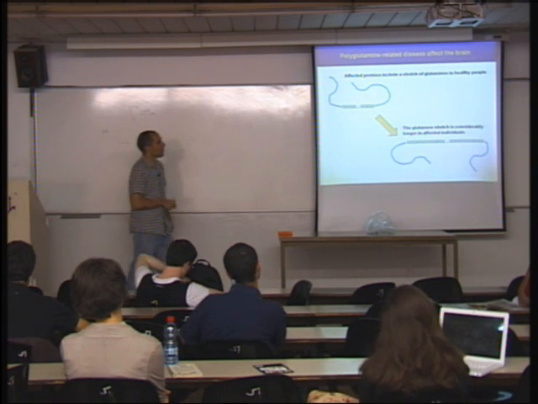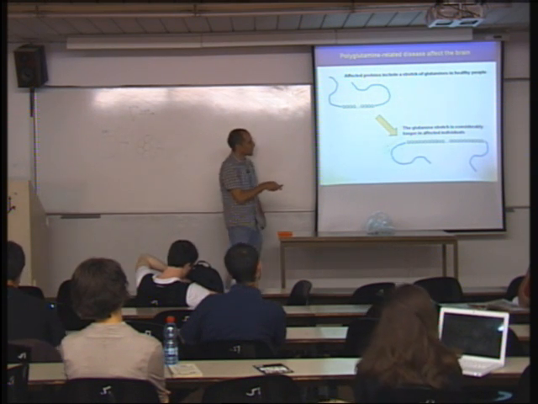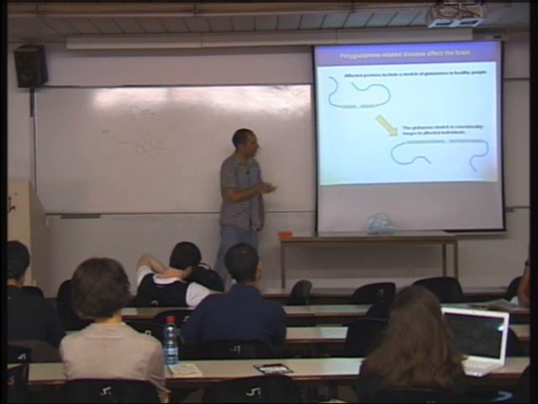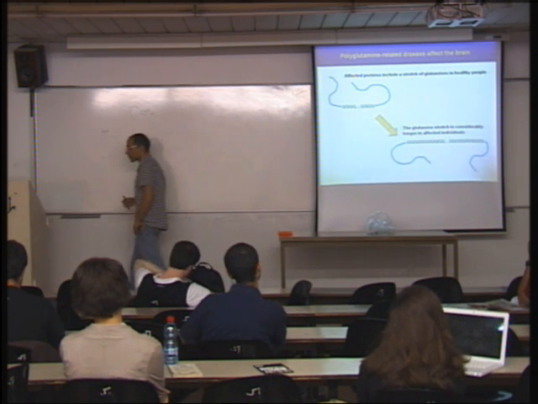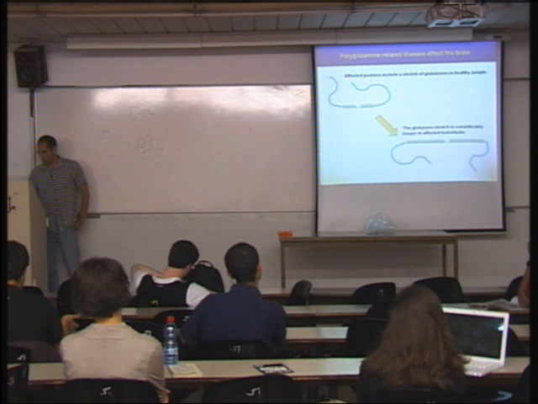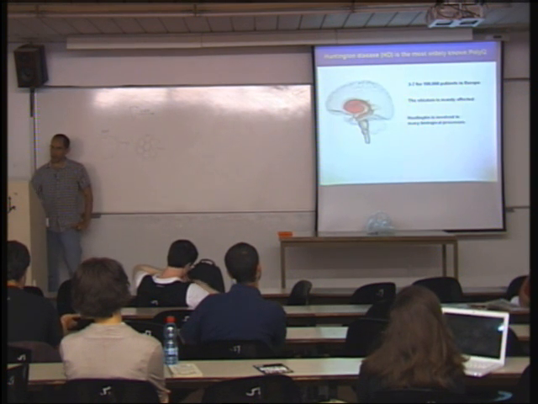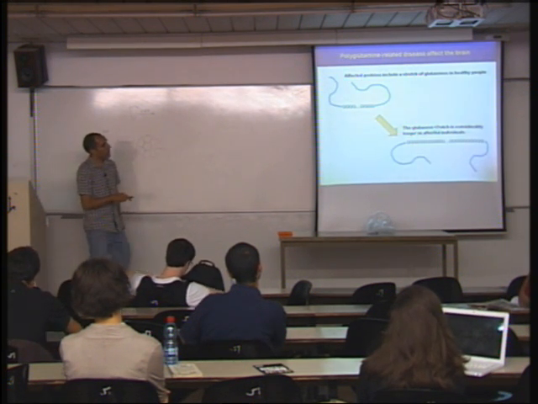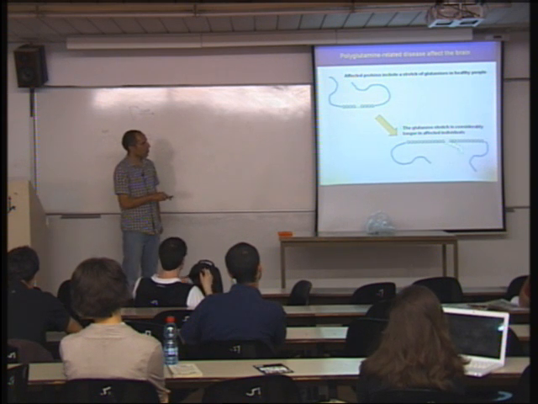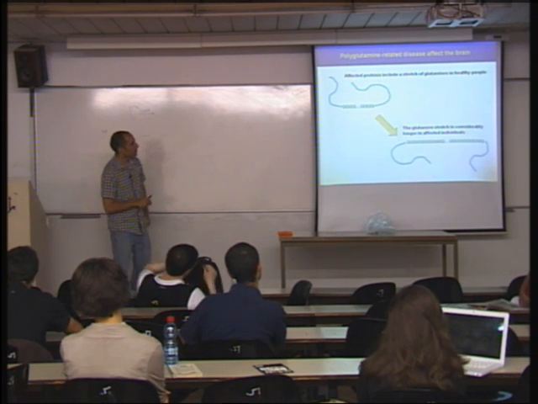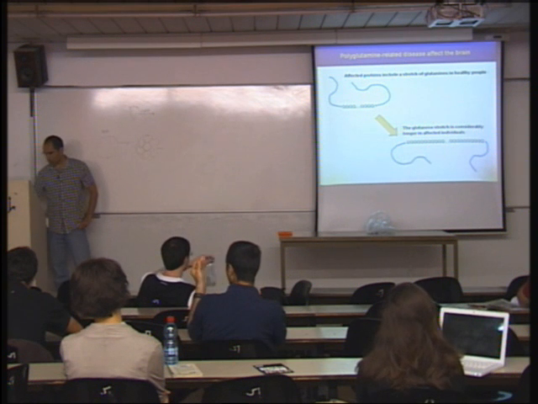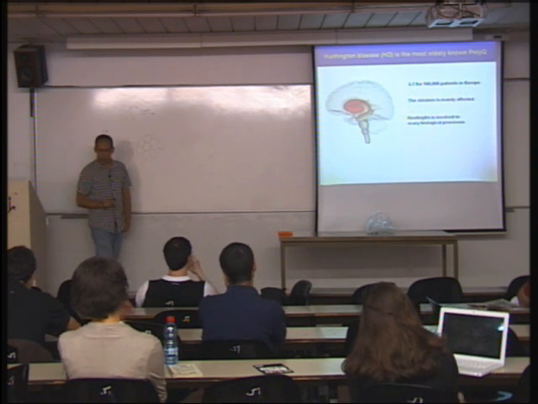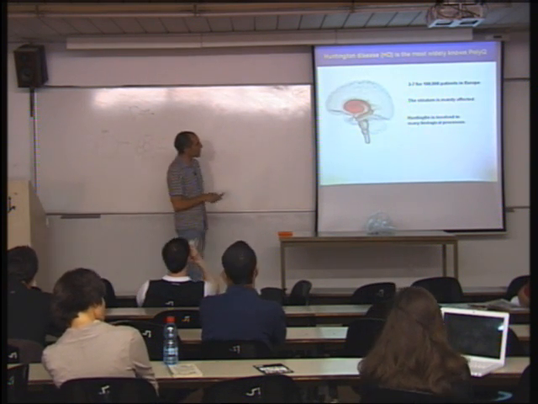We can take these cells that carry this long polyQ stretch and generate iPS cells from skin biopsies. So, short background about Huntington disease.